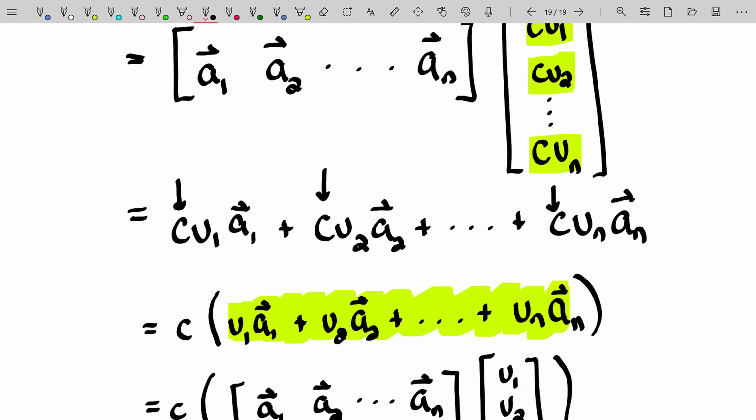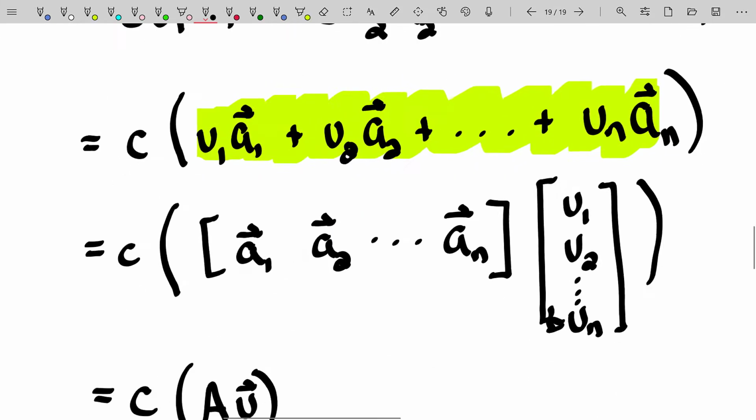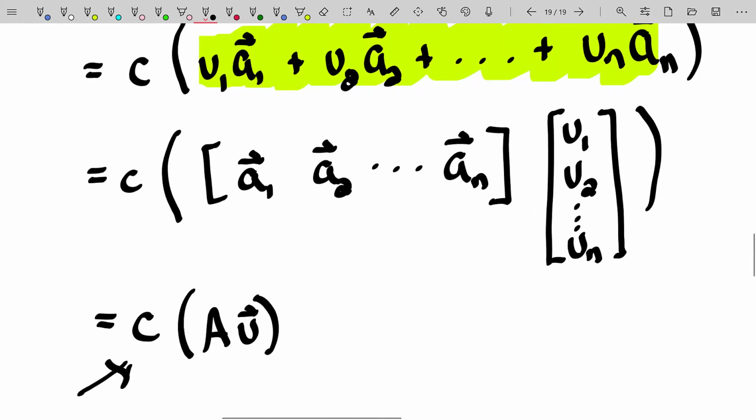So I factored out the common scalar factor c. I'm left with this highlighted business here, which is actually just a linear combination of the columns of the matrix A with weights u1, u2, all the way to un, which is a matrix-vector product. And that can be written as c times the matrix A times the vector u, and we're done.